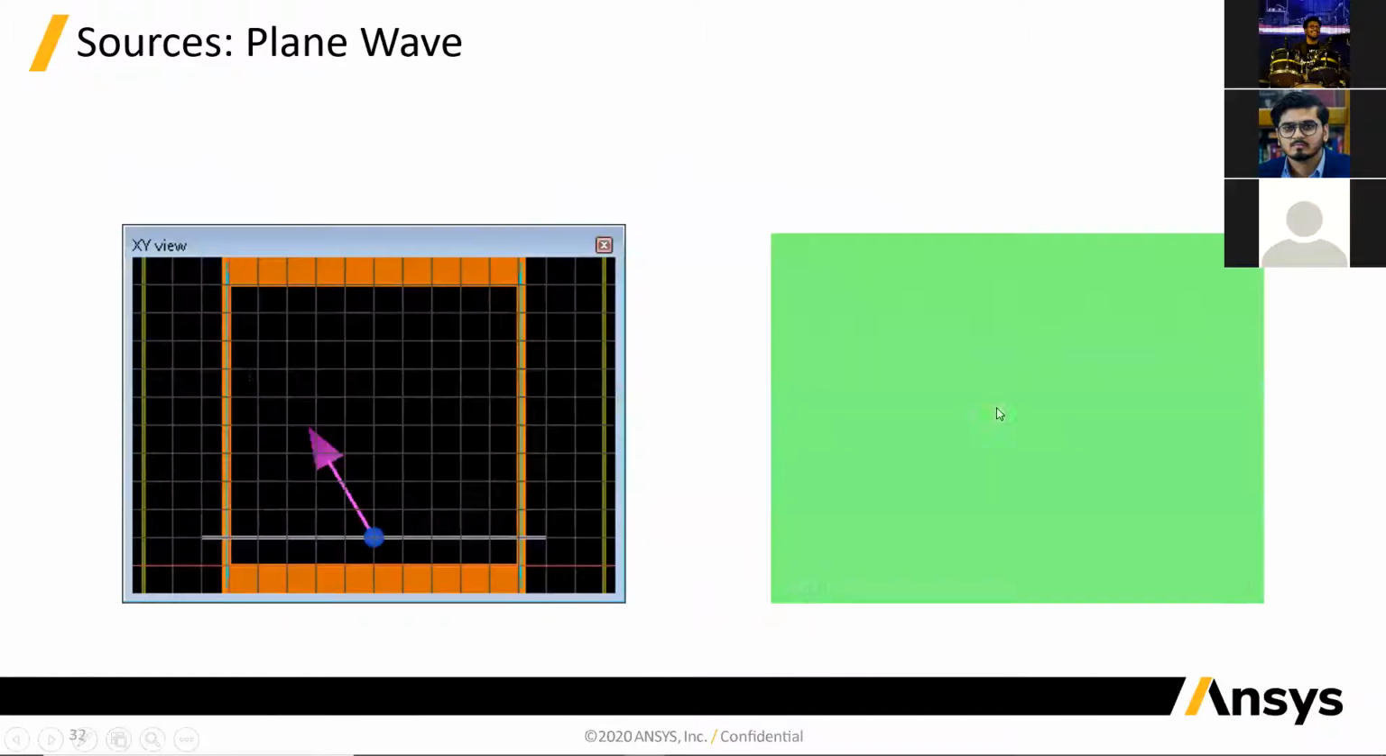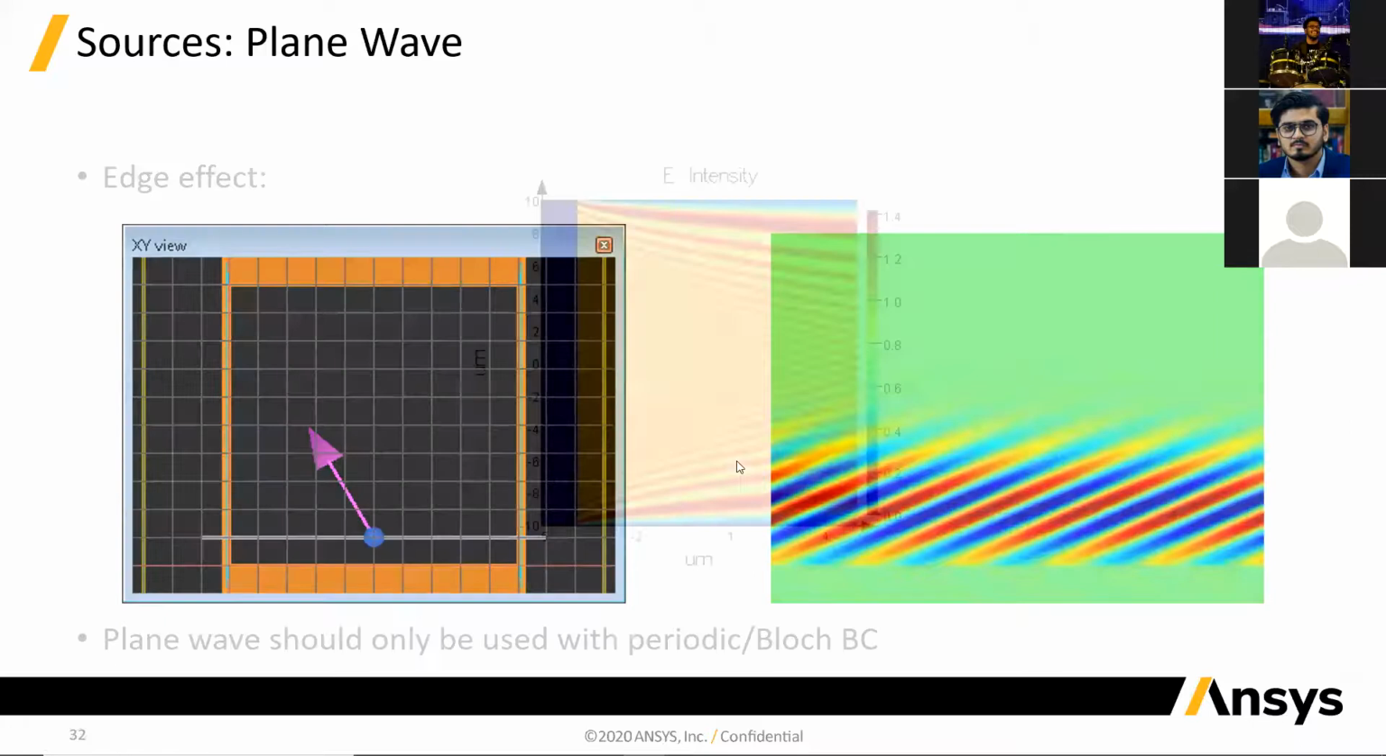So I'll go back maybe one step. Again, if this is your plane wave and light is going into your simulation like this, on the simulation boundaries on the left and right, you cannot use PML there. You always have to use either periodic boundary conditions or block boundary conditions. And then there's also another boundary condition called total field scattered field, which we will see, that you can also use.